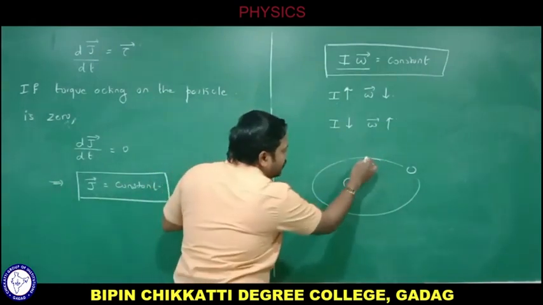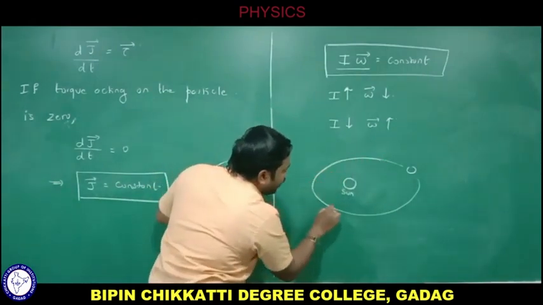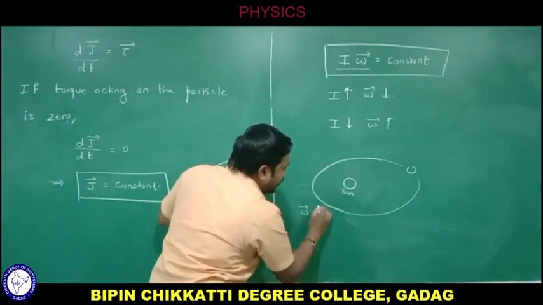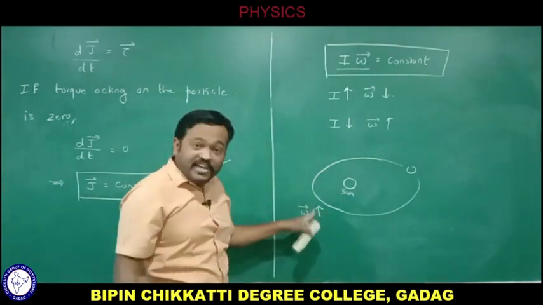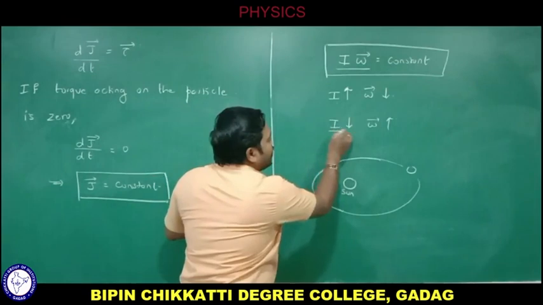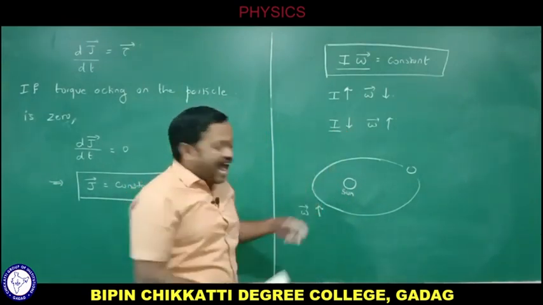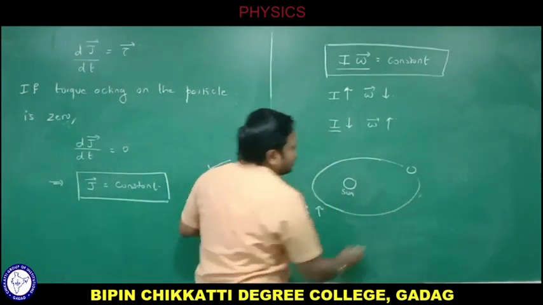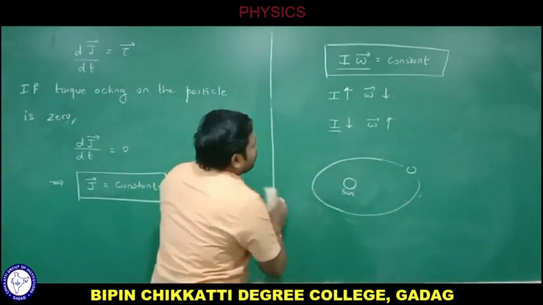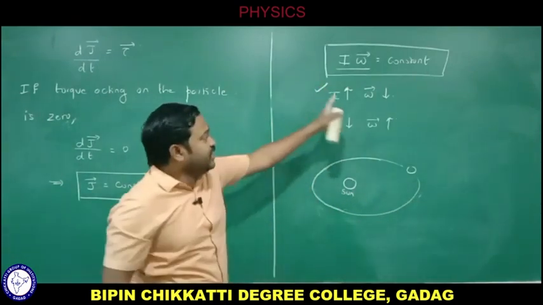When it comes near to the sun, what happens to its speed? Speed increases. Why did speed increase? Because moment of inertia decreases, the distance decreases. As it goes away from the sun, what happens? In this case, moment of inertia increases, speed decreases.